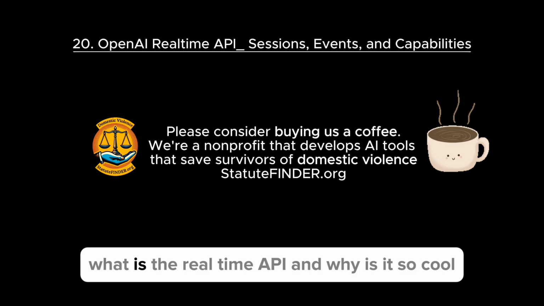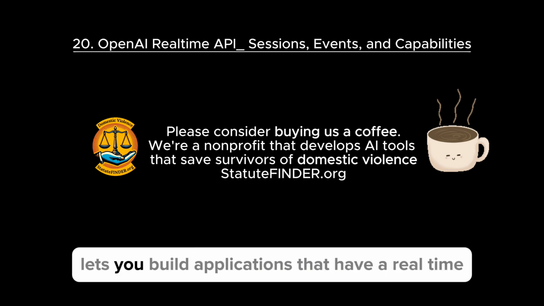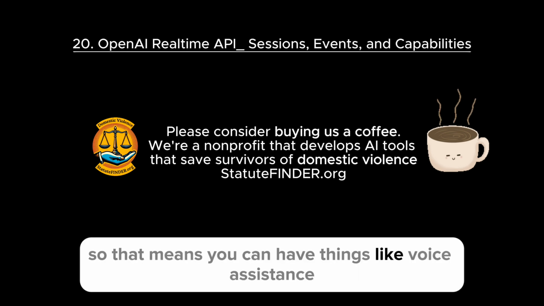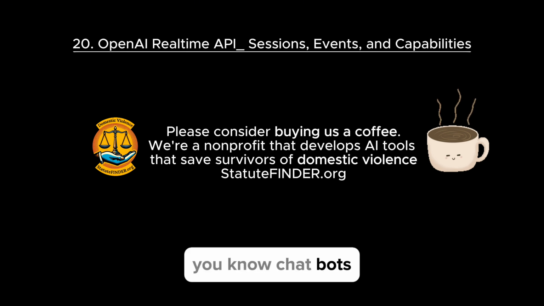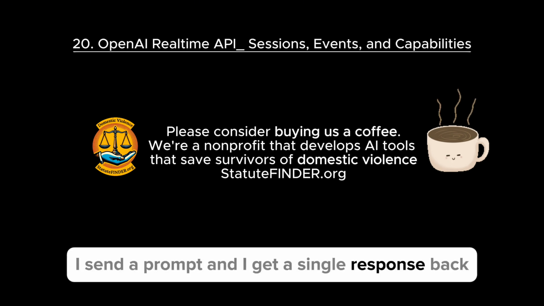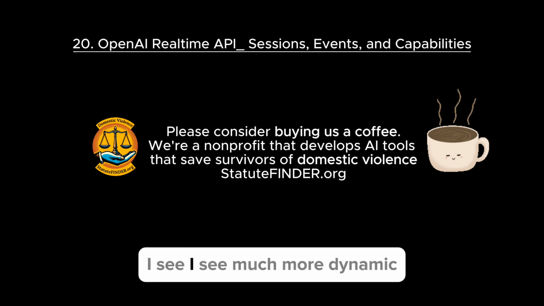So let's start at the very beginning. Big picture. What is the Realtime API and why is it so cool? The Realtime API lets you build applications that have a real-time back-and-forth conversation with an OpenAI model. That means you can have voice assistants, chatbots, all sorts of really cool things that are much more interactive. So it's more dynamic than just sending a prompt and getting a single response back. Exactly.